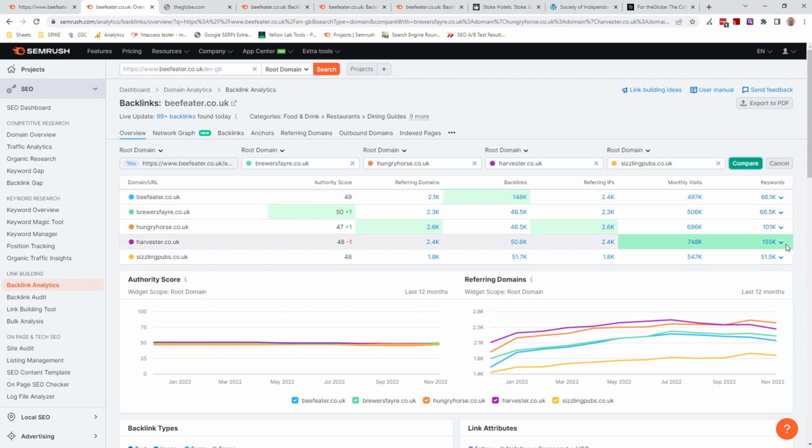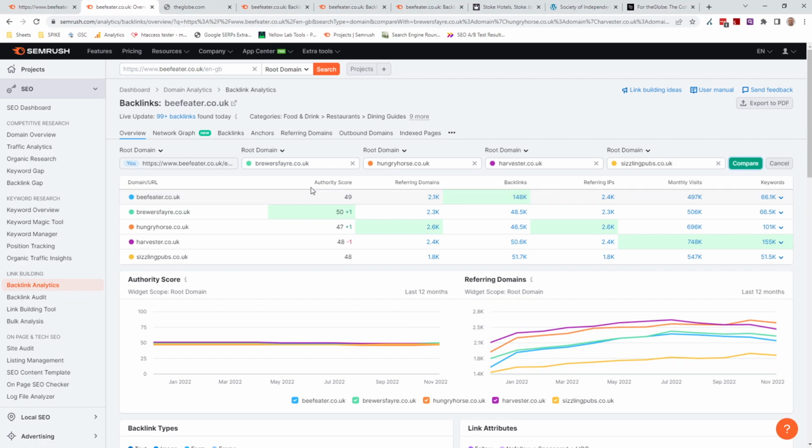So here we can see Harvester with 155,000 keywords that SEMrush say that they are ranking for. That would be ranking for in the top 100. These figures can be narrowed down using other areas of SEMrush. And obviously, they're far outstripping, or so it seems, Beefeater in this case. And their traffic estimated is obviously a lot higher as well than Beefeater.